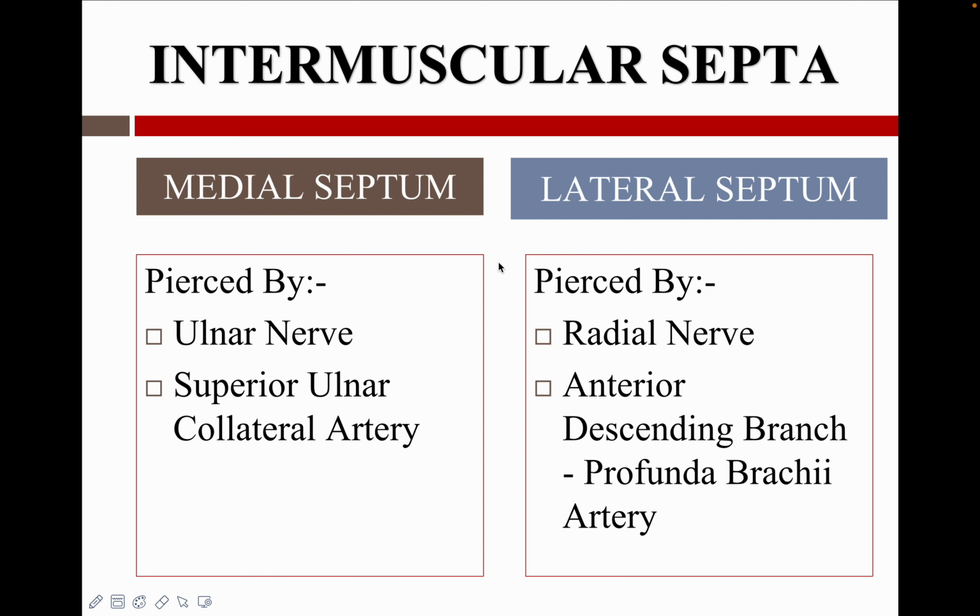And the lateral side is the radial side. It is radius dominated. So the radial nerve pierces the lateral septum, and also the anterior descending branch of the profunda brachii artery pierces the septum.